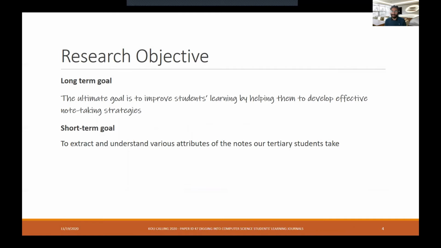So our long-term goal for this project has been to improve students' learning during their undergraduate programs through the introduction of effective note-taking. Now, defining what is effective note-taking is central to this goal, and hence we decided to divide this work into short-term goals. First of which is to analyze how they are currently taking notes and maintaining their journals. Or if I try to pose this in the form of a question, what attributes can be extracted from students' handwritten learning journals?